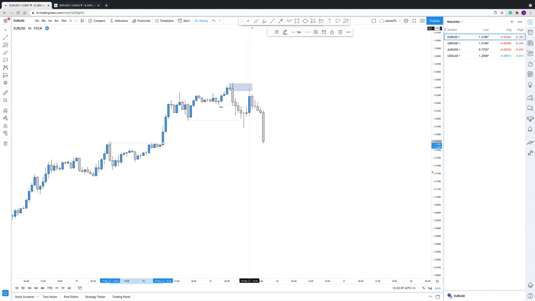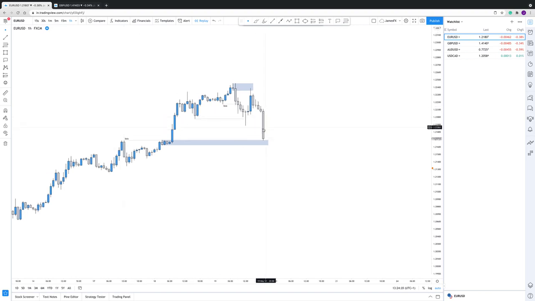So we can mark it on as a breaking structure. We wicked it, but we can see this is a range, and then we expand it out quite momentously, leaving behind imbalance. So for this example, I'm going to put on this demand level. We do have an order block, so this is the order block, but let's just mark on the actual range from the high end to the low. Should be there.